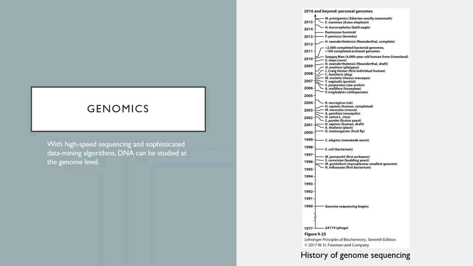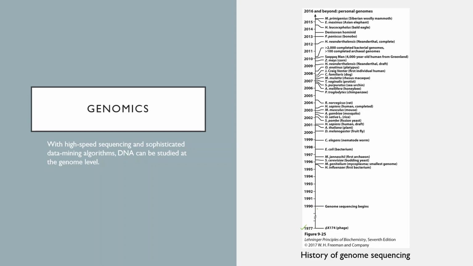Now, genomics is a pretty new field because genome sequencing is a pretty new field. You can see over here how genome sequencing has progressed. The first genome ever sequenced was of a bacteriophage. This Phi-X174 is just a type of bacteriophage virus. Its genome was sequenced in 1977.